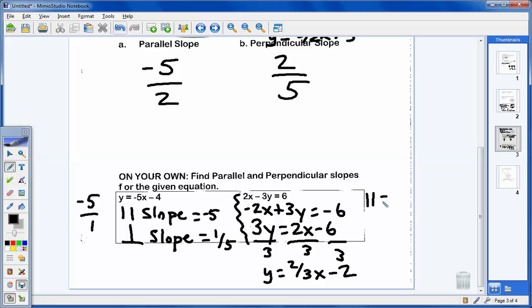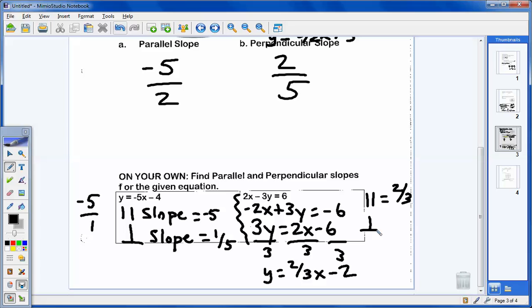Parallel slope equals what? From this slope-intercept form, what's the parallel slope going to be, kids? 2/3. Good. Are you guys okay with what this symbol means right here that I just put up on the board? Yeah. How about my perpendicular slope?